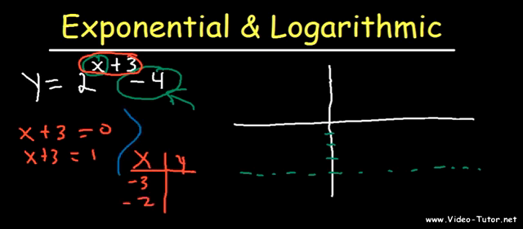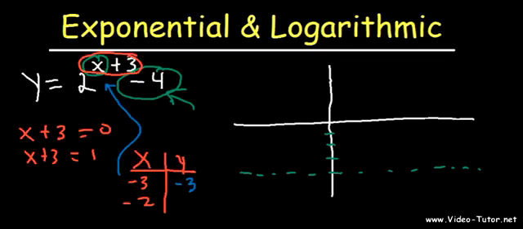Now if you plug in -3 into this equation, -3 plus 3 is 0. 2 raised to the 0 power is 1. Basically anything raised to the 0 power is 1. And 1 minus 4 is -3. I believe I did my math correctly.